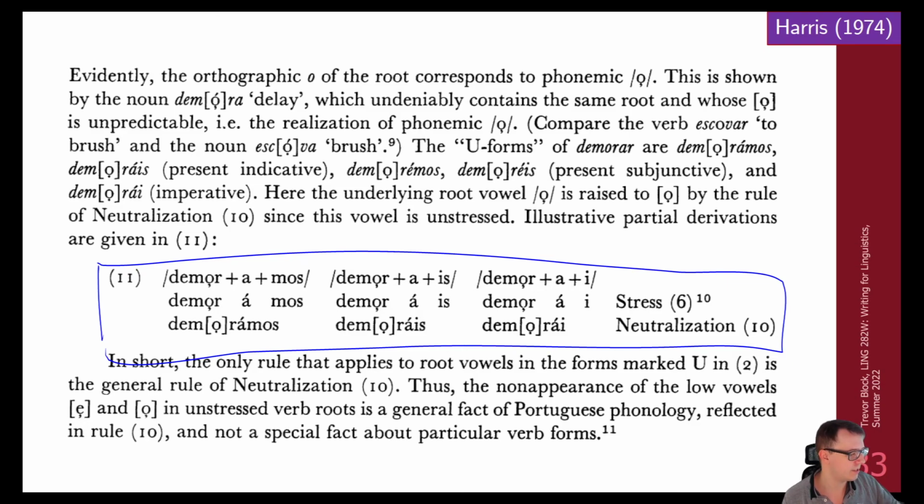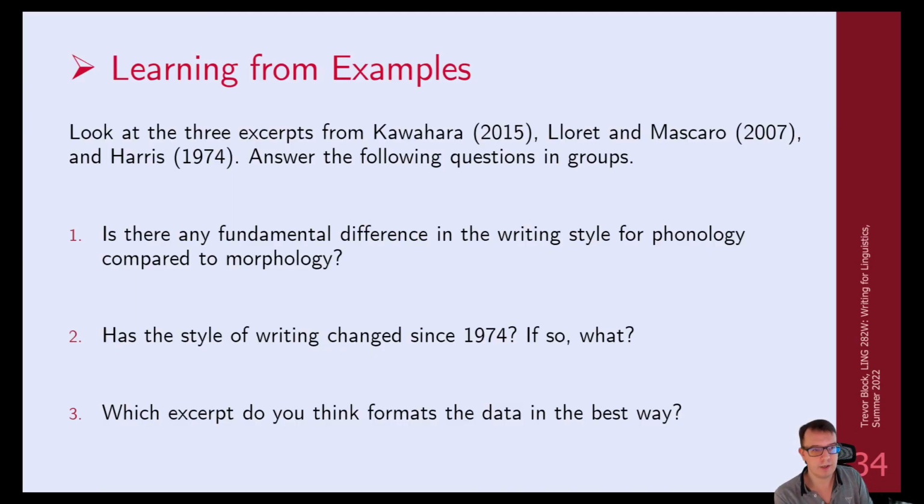It also discusses how and what you're reading. So it says illustrative partial derivations are given in 11, then it describes those derivations. So the rules and the orderings. And then it even describes what you just saw. In short, the only rule that applies to root vowels in the forms marked U and 2 is the general rule of neutralization 10. So it's referring to things previously in the text that aren't here, but these are things that you could find and you'd be able to go back and reference.